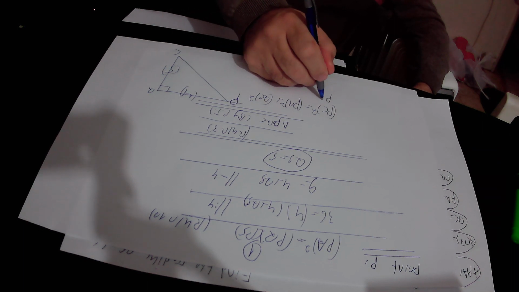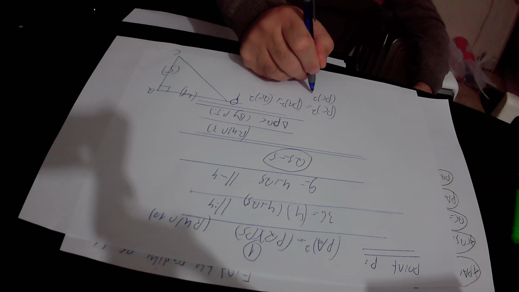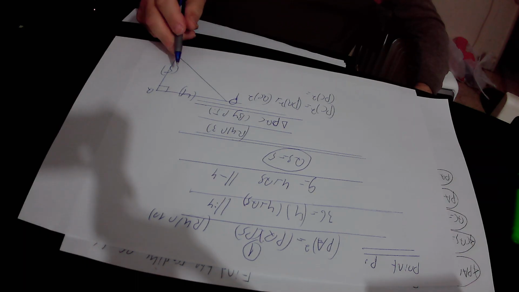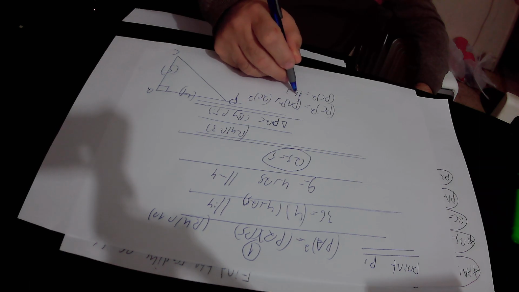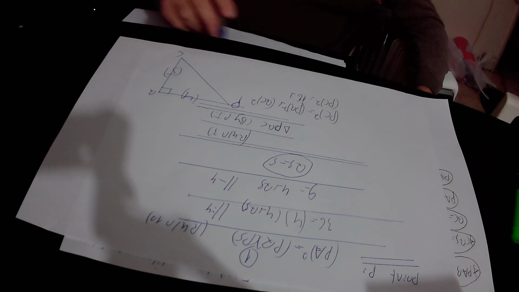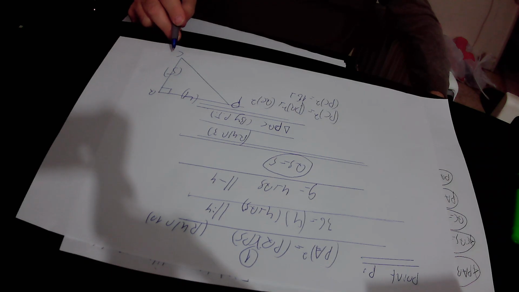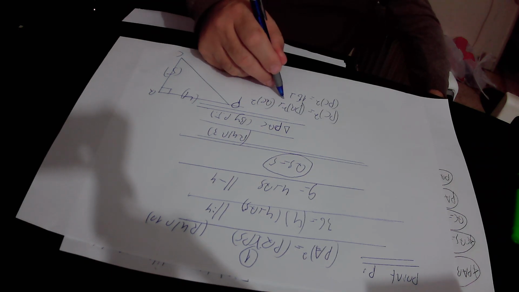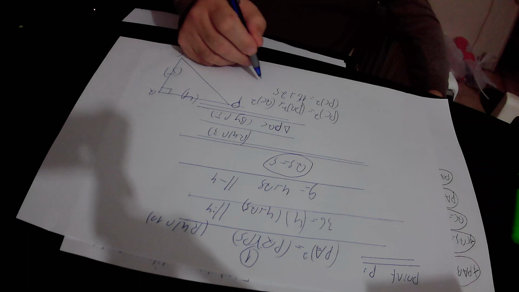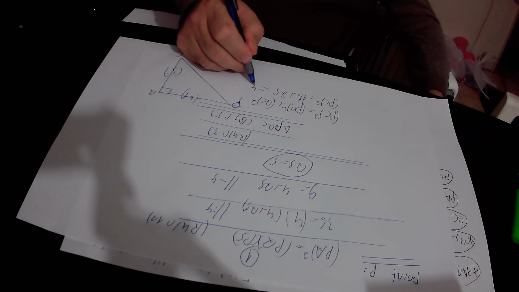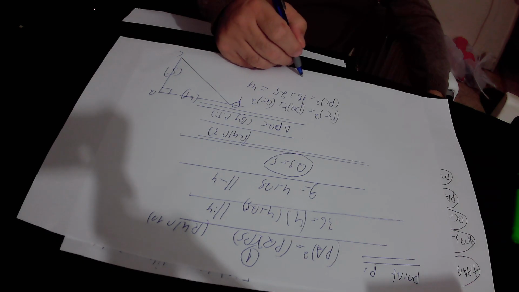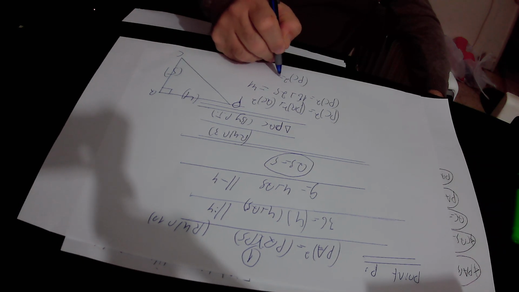So PC square, that is the square of the hypotenuse, equals PQ square. PQ is 4, therefore PQ square is 4 squared, that is 16, plus QC square. QC is 5, therefore QC square is 5 squared, that is 25. So in total, PC square equals 16 plus 25, that is 41. So we found out that PC square, the square of the hypotenuse, equals 41.